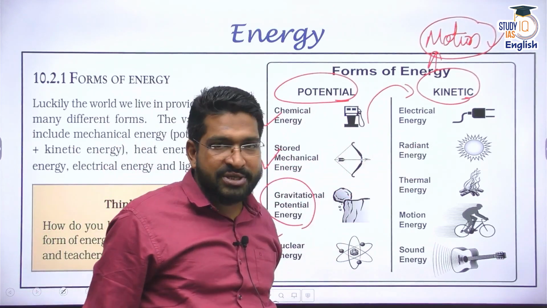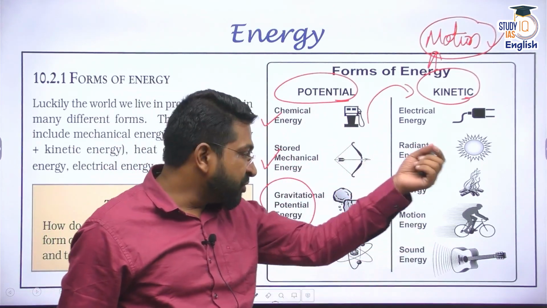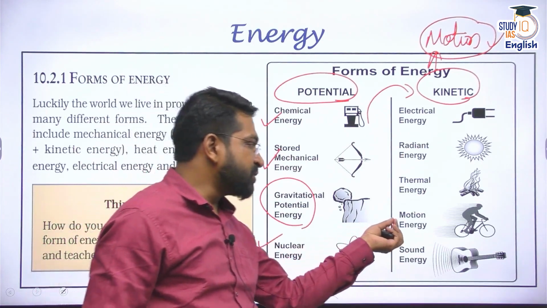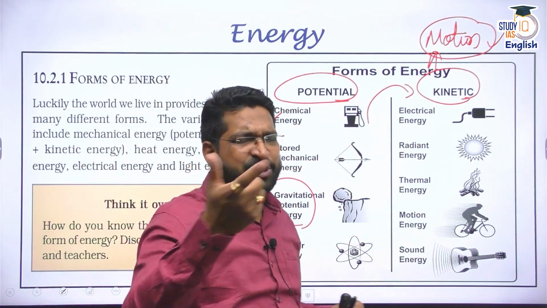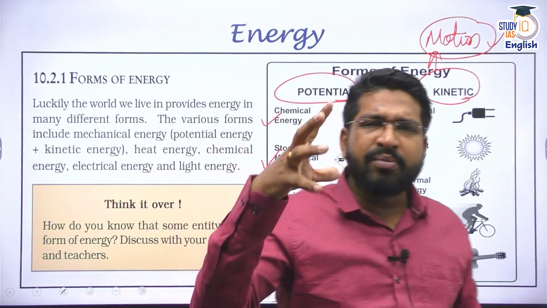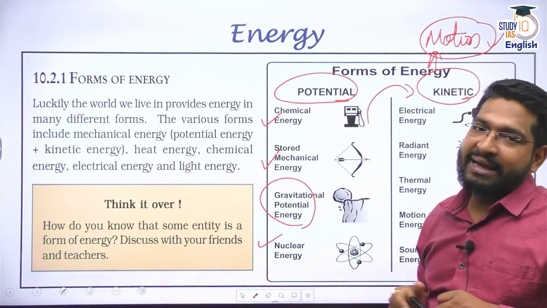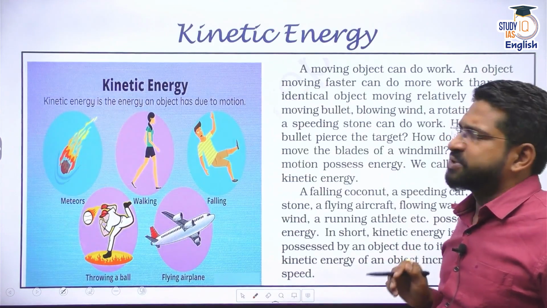Radiant energy, photons are moving. Thermal energy, heat is moving from one spot to another spot. That means energy is being transferred through the atoms, molecules. Motion energy, sound energy, again vibration is moving. So broadly, we categorize energy into potential and kinetic energy. So let's talk about these forms.